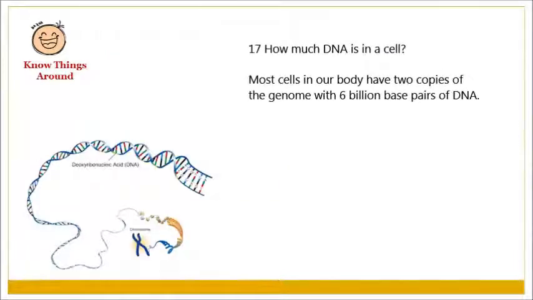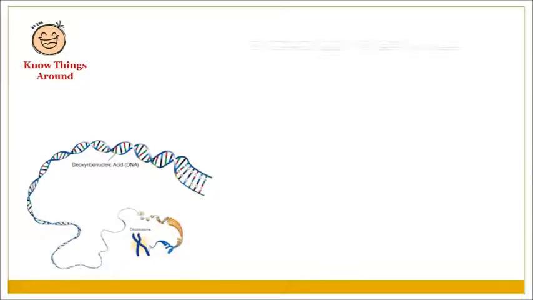How much DNA is in a cell? Most cells in our body have two copies of the genome with 6 billion base pairs of deoxyribonucleic acid.